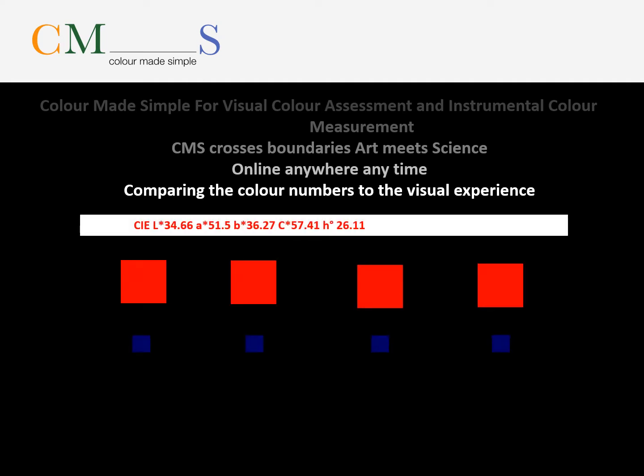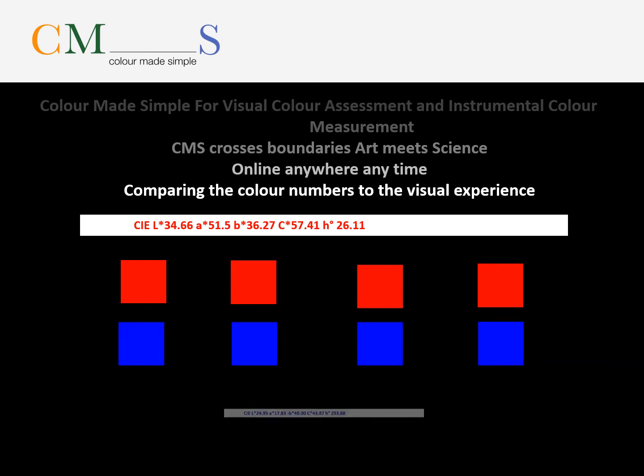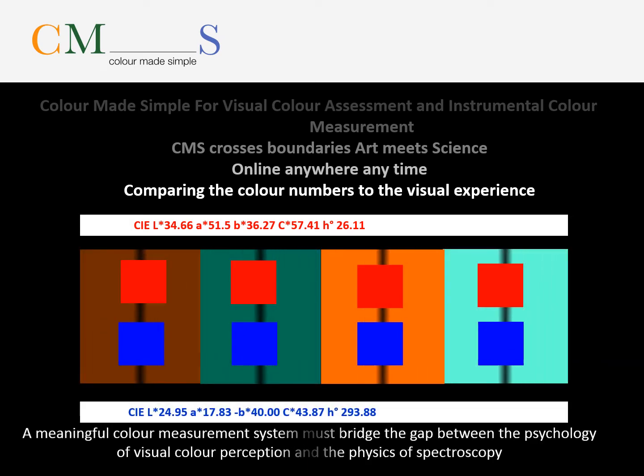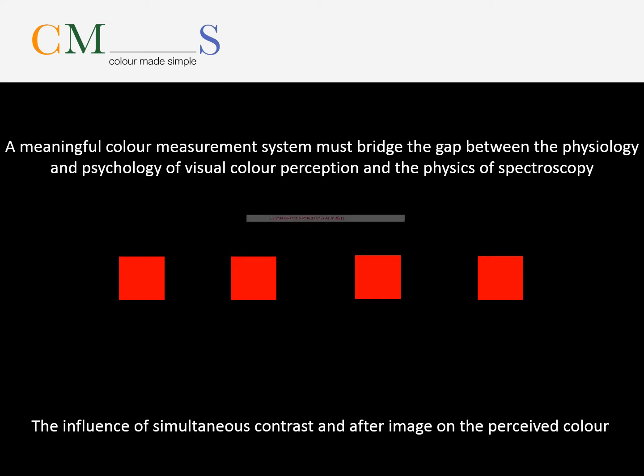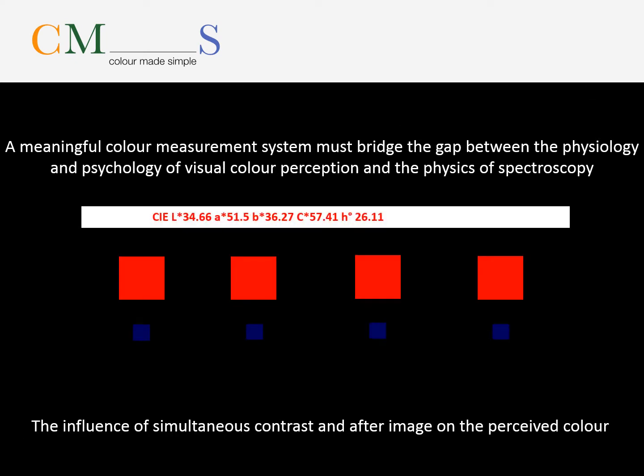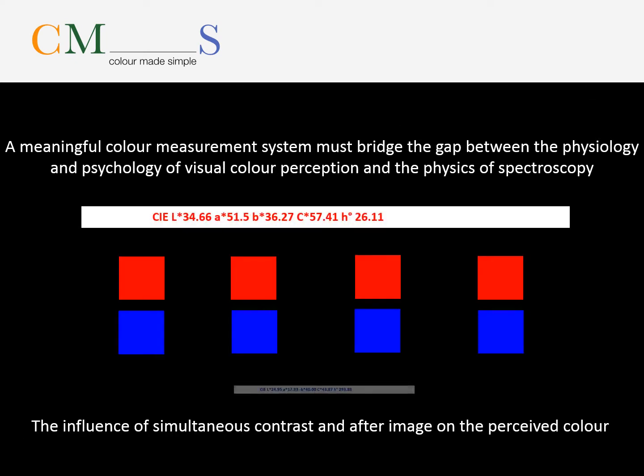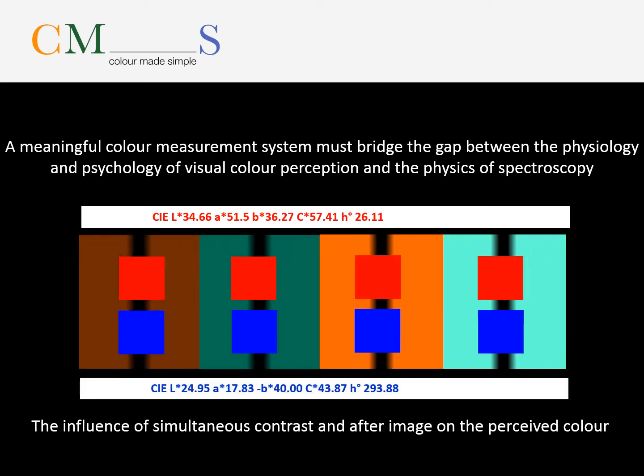Comparing the colour numbers to the visual experience. A meaningful colour measurement system must bridge the gap between the psychology of visual colour perception and the physics of spectroscopy. Simultaneous contrast and afterimage clearly have an effect on the perceived colour, whereas the numbers don't change.